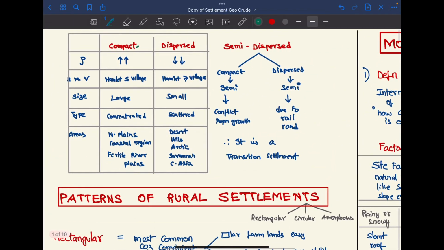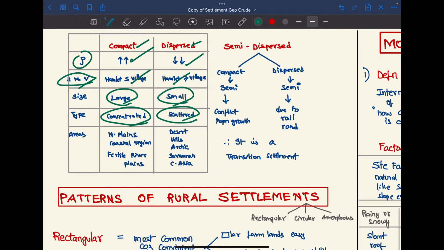So in the compact and dispersed comparison, density here will be high, here it will be low. In the number of hamlets versus villages, villages will be more here, hamlets will be more here. They are large in size, they are small in size, they are concentrated, and these are scattered. So these are generally seen in northern plains, coastal regions, and fertile developments. These are seen in deserts, hills, Antarctic, savanna, and Central Asia.